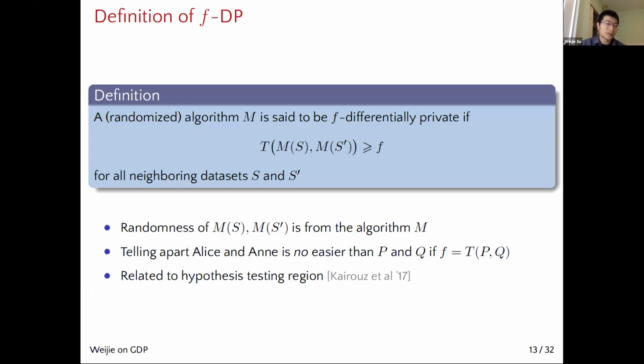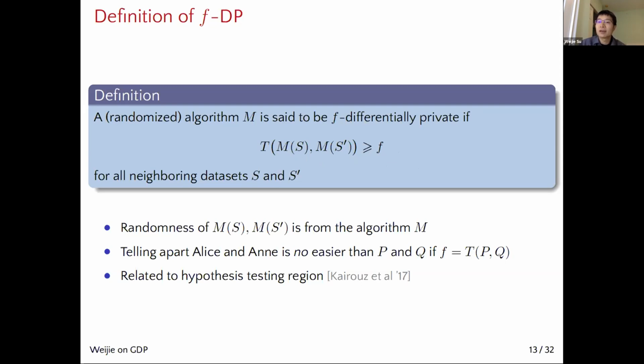So given the trade-off function, now let's define f-DP. An algorithm, which is necessarily randomized, is called f-differentially private if the trade-off function between any two neighboring data sets S and S prime, meaning they differ by only one individual and are very close, is at least f for any alpha between 0 and 1. Recall that the value of the trade-off function is a type 2 error. So this means that the type 2 error on the left-hand side is always larger than the type 2 error on the right-hand side. Having a large type 2 error means that the problem is hard, right?